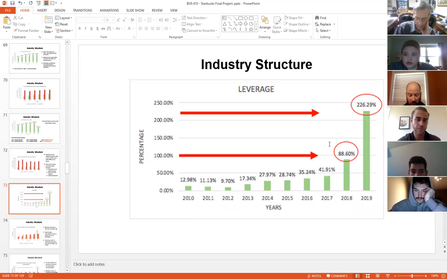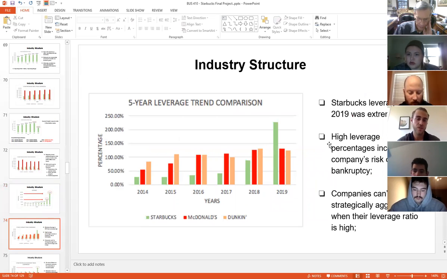And now we have Starbucks leverage. Over the years it has been pretty stable, if you can say that. Then from 2017 to 2019, it just spiked. It reached a 226% leverage ratio, and that has a negative impact. So here, comparing again against McDonald's and Dunkin' Donuts.